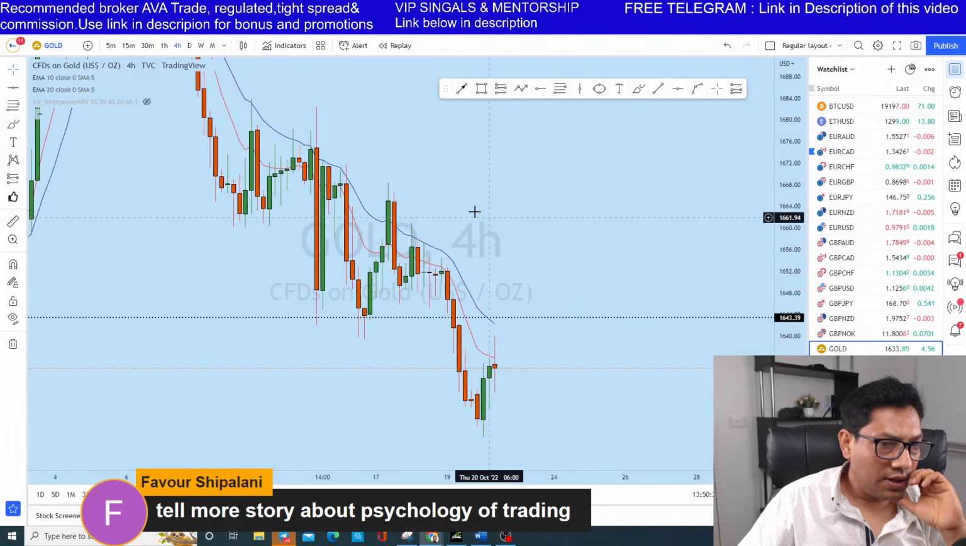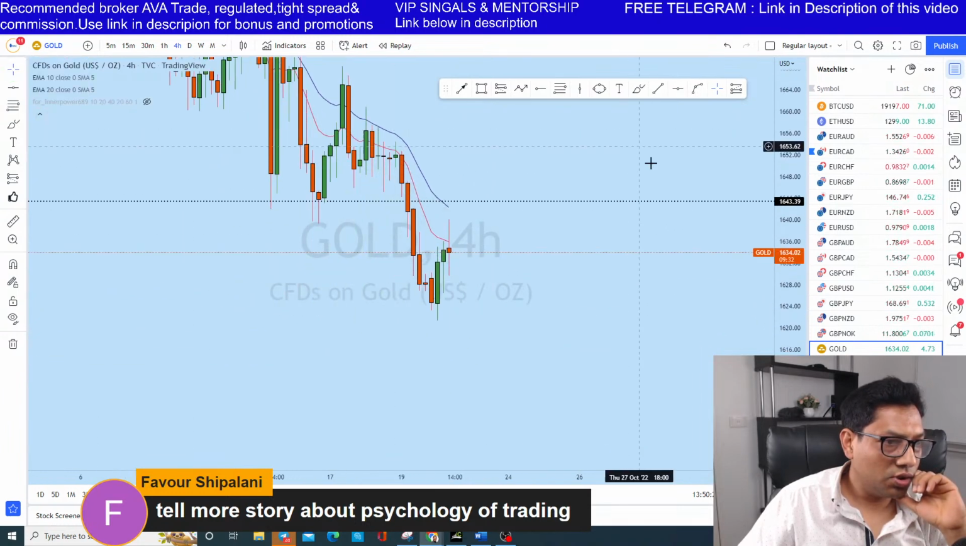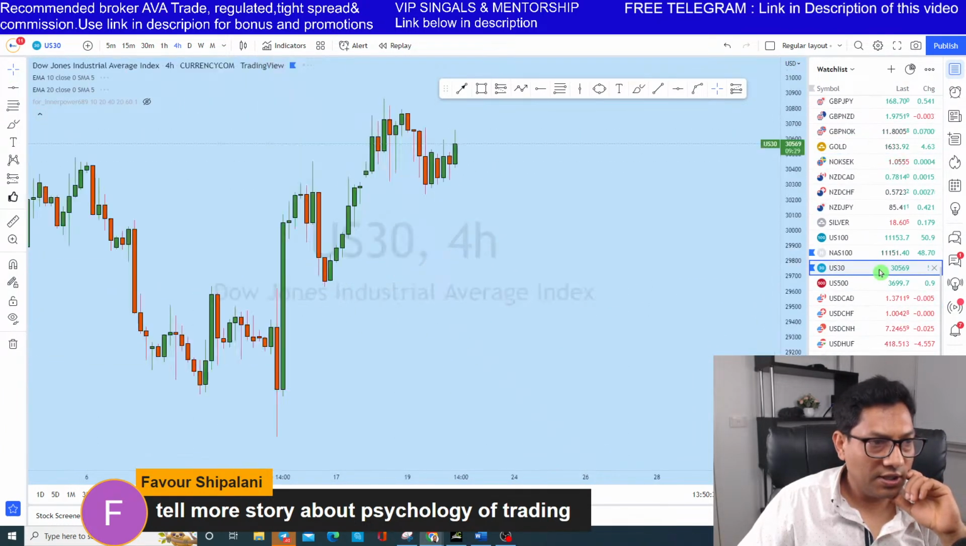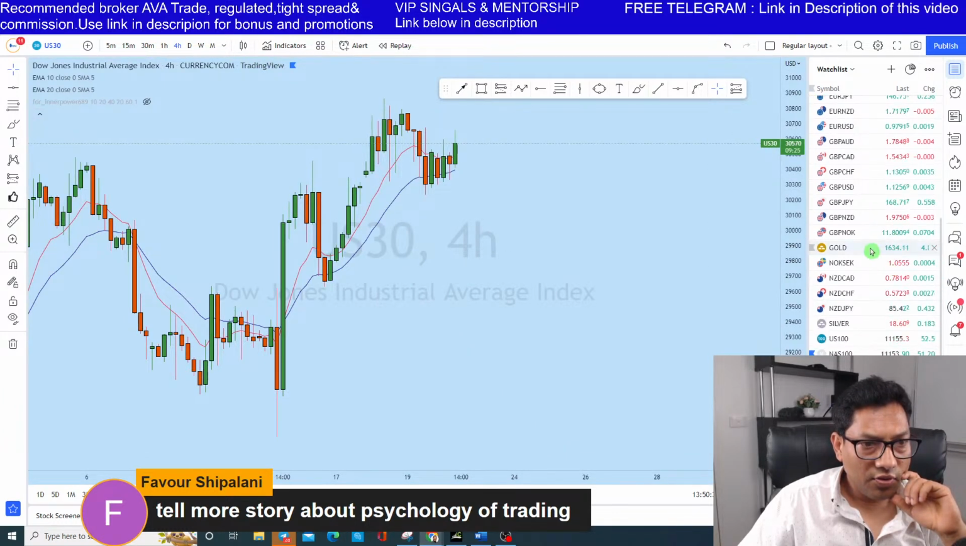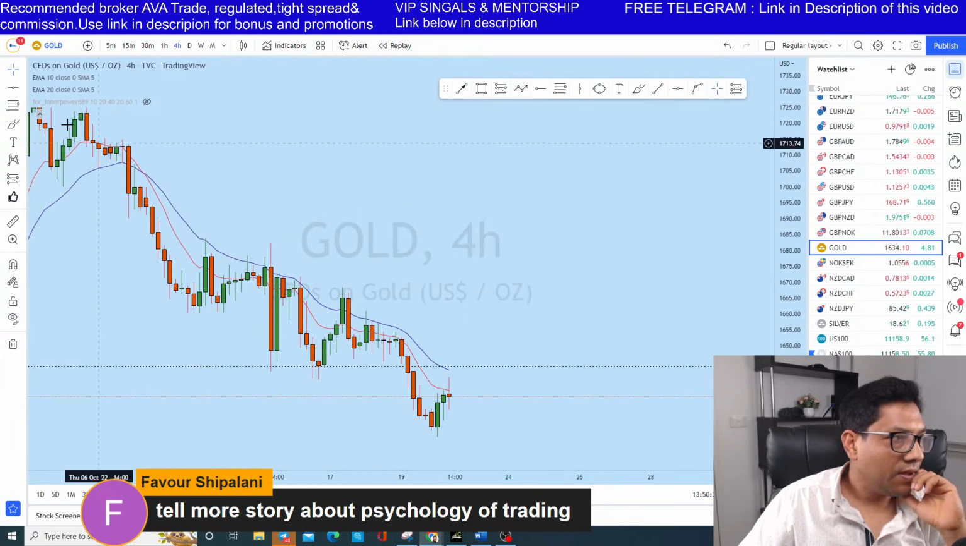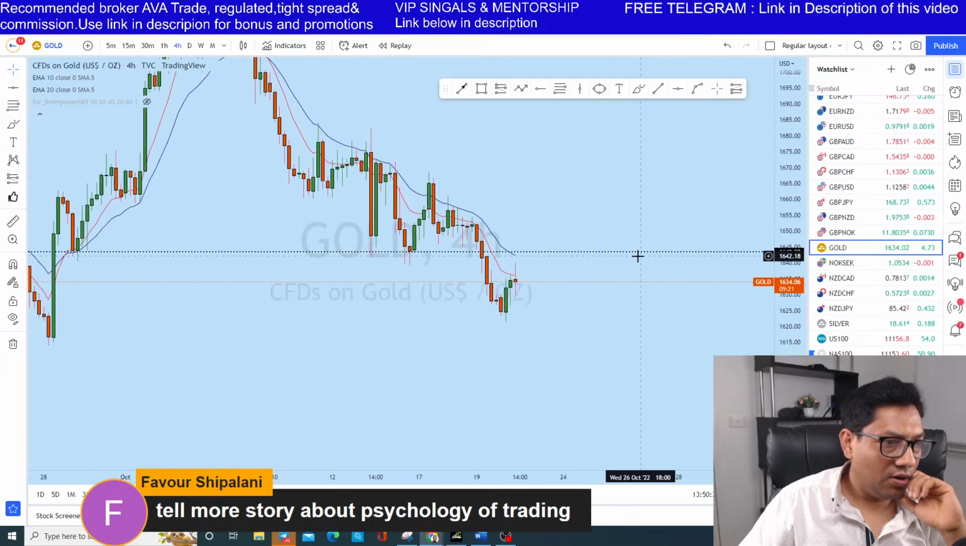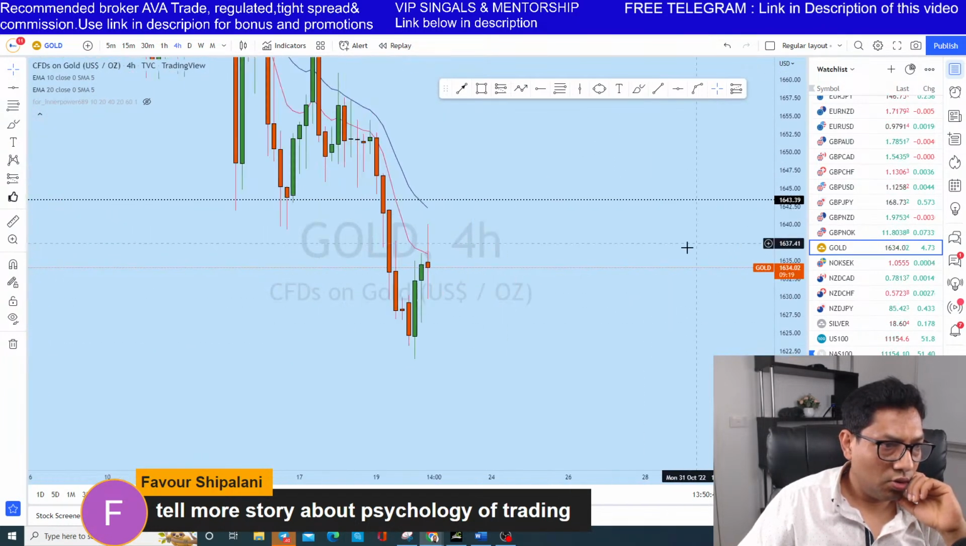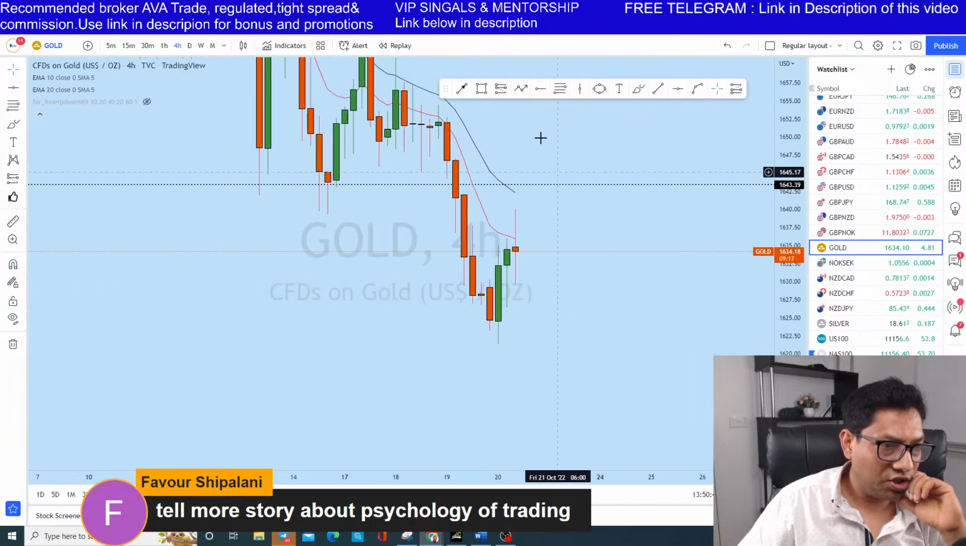Okay, gold, as I mentioned, this candle is closing. Let's look at gold and other indices, all of them have candles closing. If we look at gold, we see that gold is creating kind of a doji, it's still not closed, but I think that this is a bearish candle.